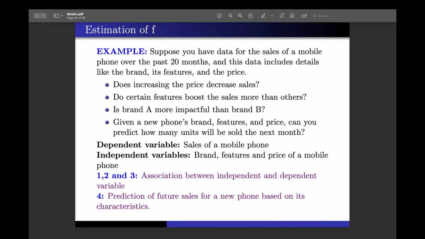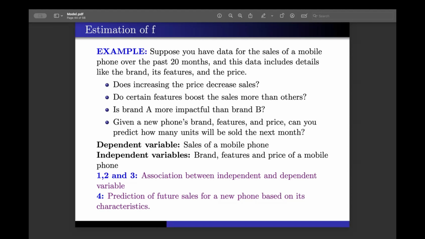So if we look at the first three questions, we are trying to seek how these independent variables are related to the dependent variable. What is the relationship? When you increase some value of the independent variable, is it decreasing the value of the dependent variable? We are interested in the relationship between the independent variables and the dependent variable.